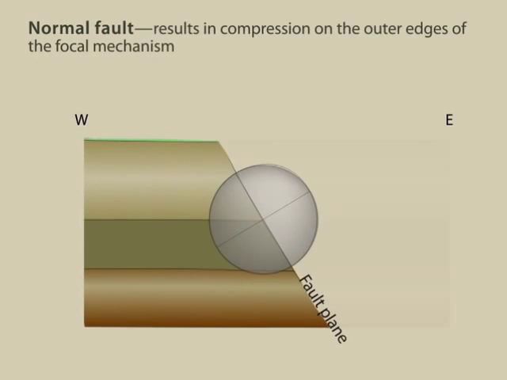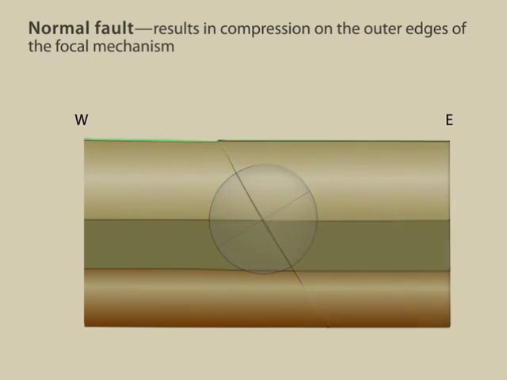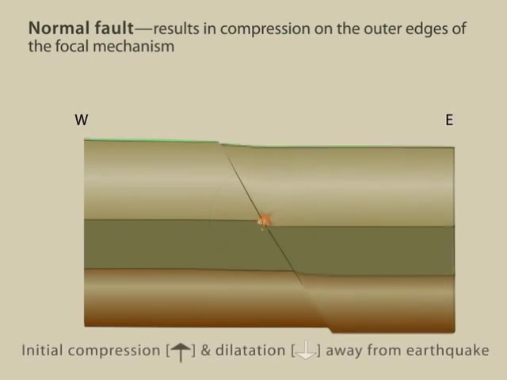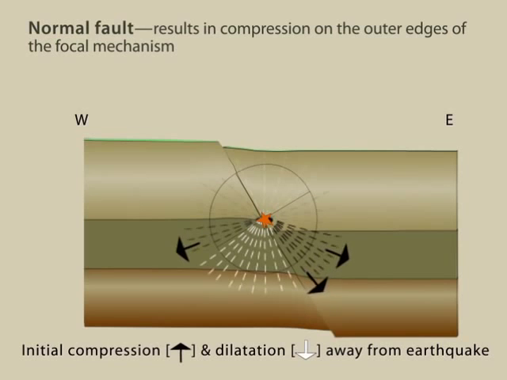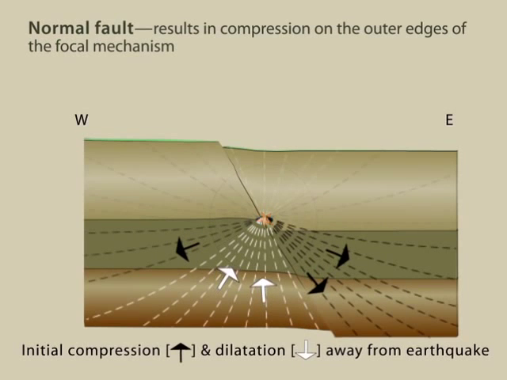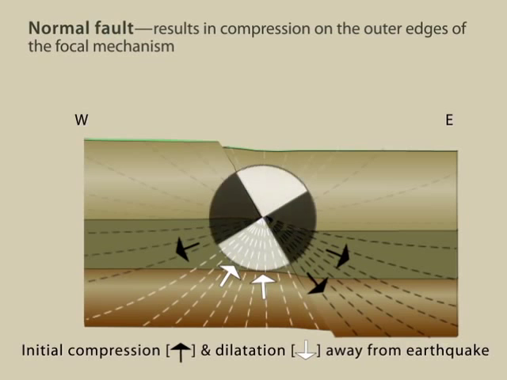Viewed in cross-section, we see that compressional first-arriving P waves will radiate to the east and west from the hypocenter at shallow and intermediate downward angles. Dilatational first-arriving P waves leave the hypocenter at a steep downward angle.